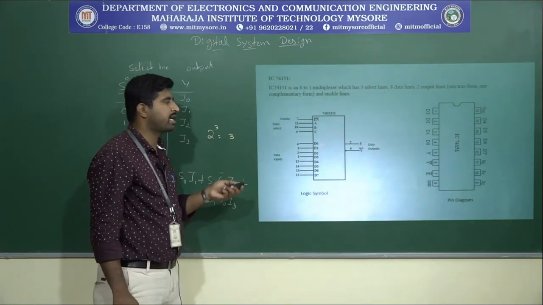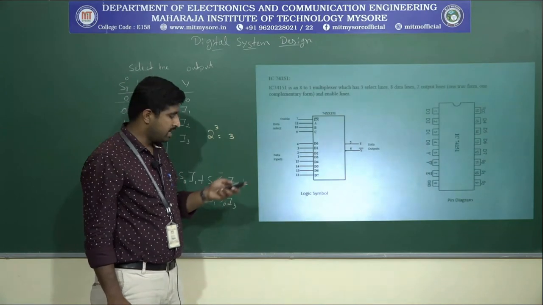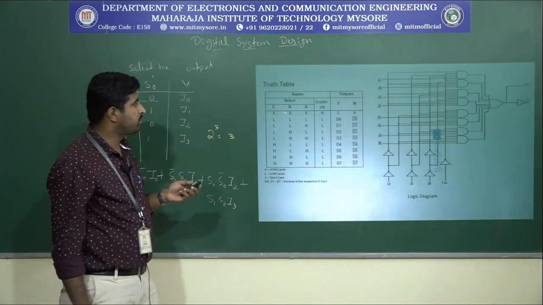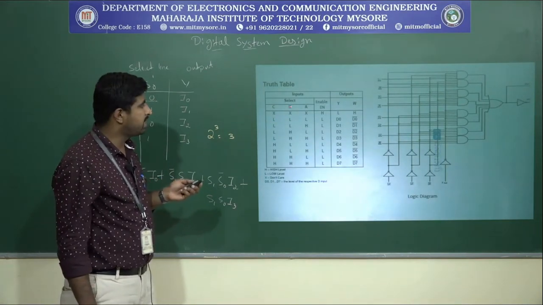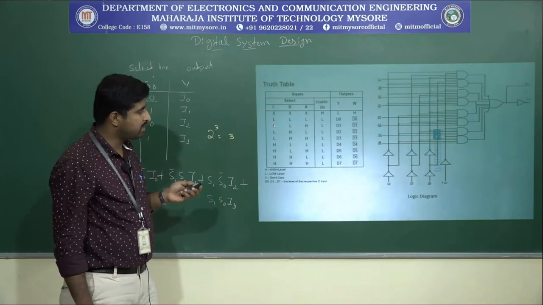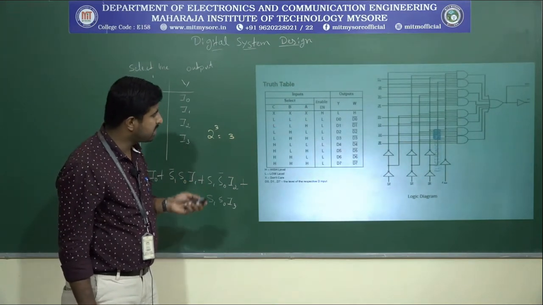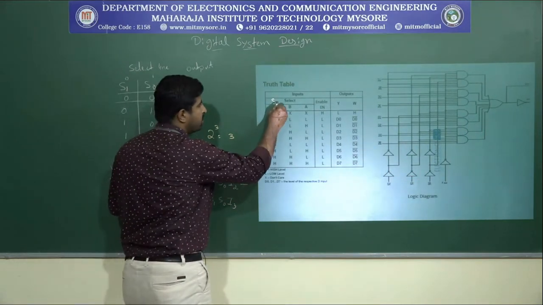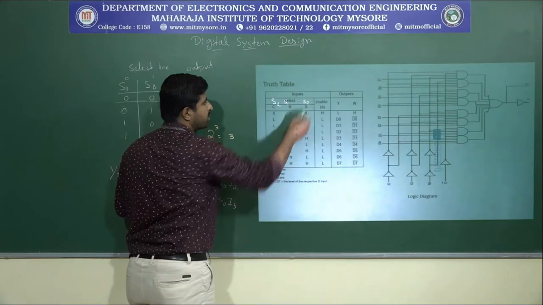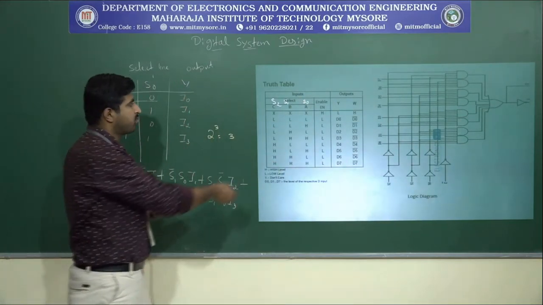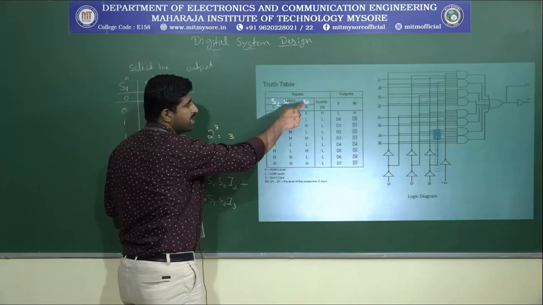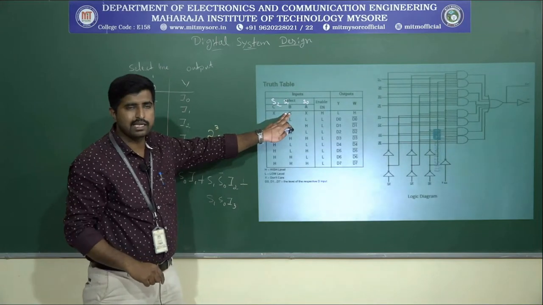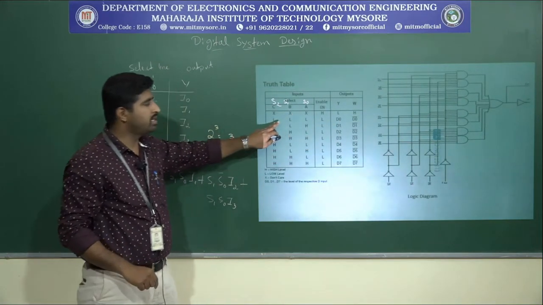What is the function table or truth table of this one? Let's see here. This is the function table. As the input of CBA, or we can say ABC, this corresponds to S2, S1, and S0. So C corresponds to S2, B corresponds to S1, and A corresponds to S0. According to the select inputs, the output will depend on the input.